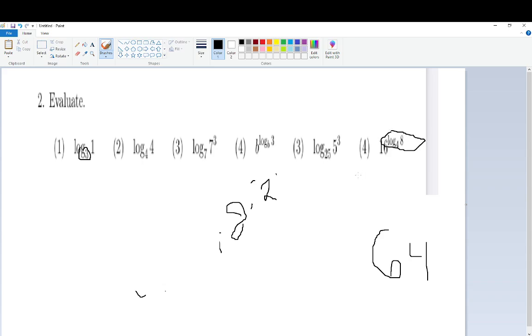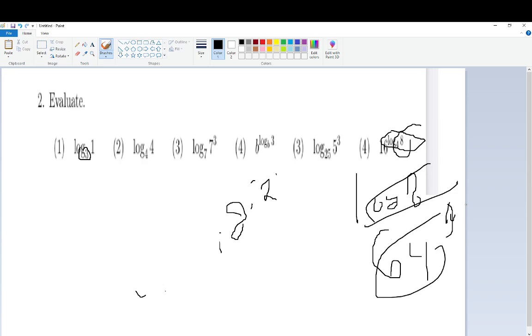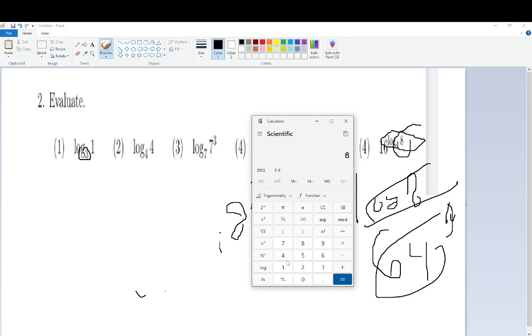base 4, 8. So it'd be log 8. You always start with log 8 divided by log 4. Save that in your memory, put 16 to this power, and you'll get 64. So let's try that out. What's log 8 divided by log 4?